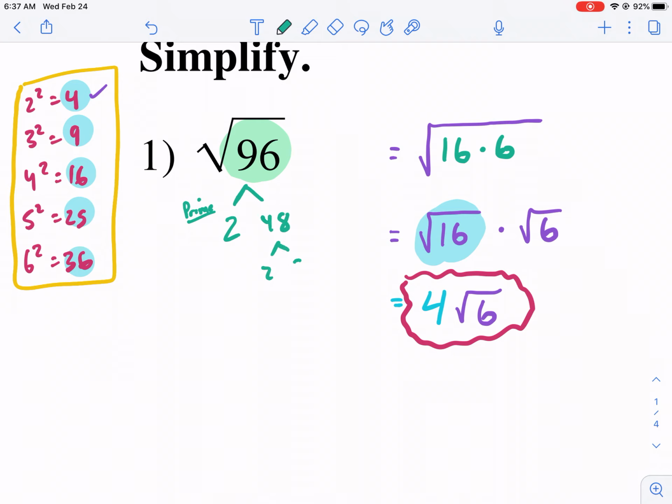I'm going to divide that by 2. I get 24. I can divide that by 2. It's even. I get 12. Boy, lots of 2's here. 2, 6. And then 2, 3. Now, what do I do with this?